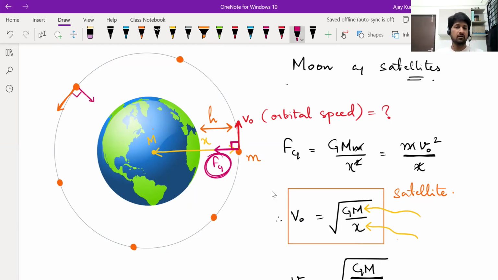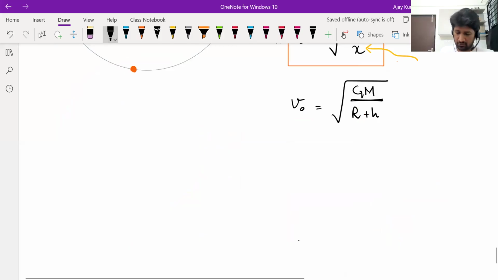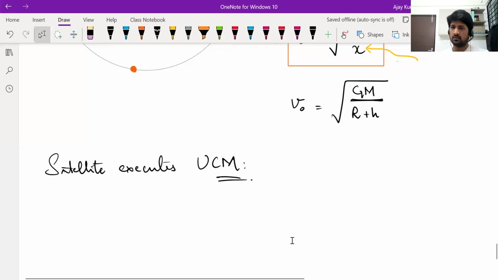Now, if force is perpendicular to velocity, what does such a force do? It only changes the direction of velocity. It doesn't change the magnitude. Therefore, the satellite goes around the planet with uniform speed. Magnitude of velocity, that is speed, does not change. Direction has to keep changing. And if an object moves in a circle with uniform speed, you call it uniform circular motion. Therefore, the satellite executes uniform circular motion. Why does this matter?